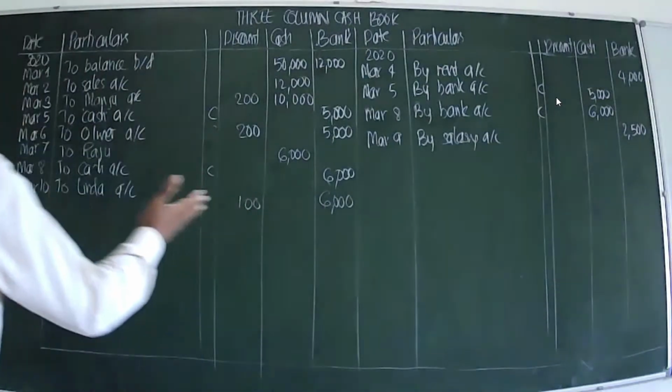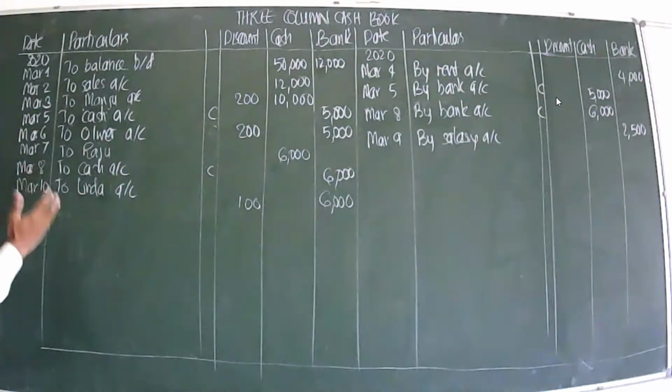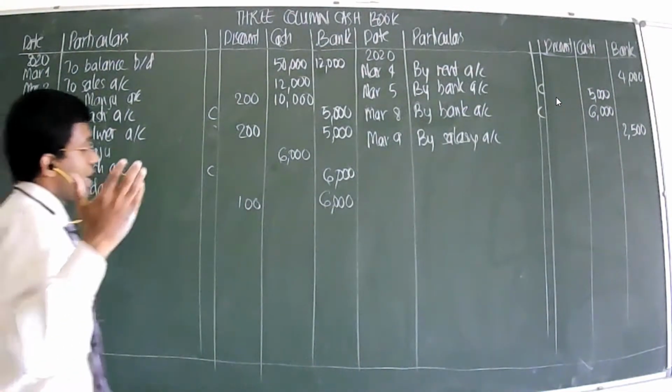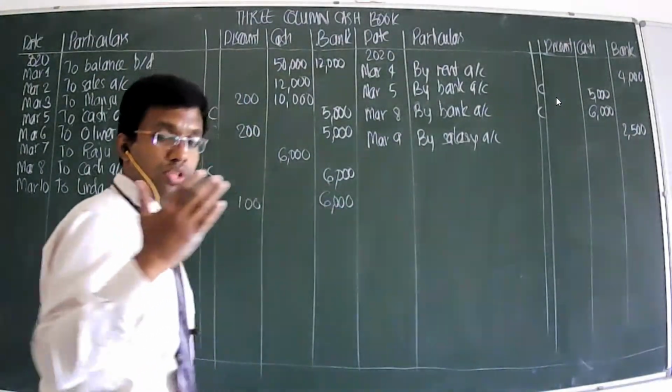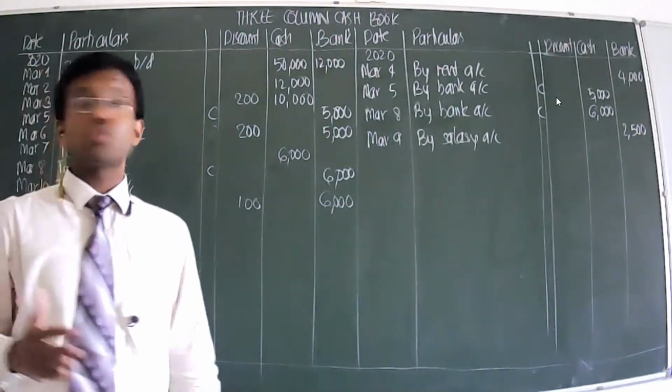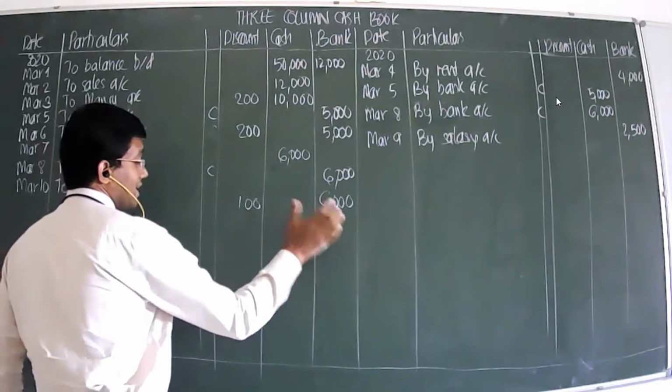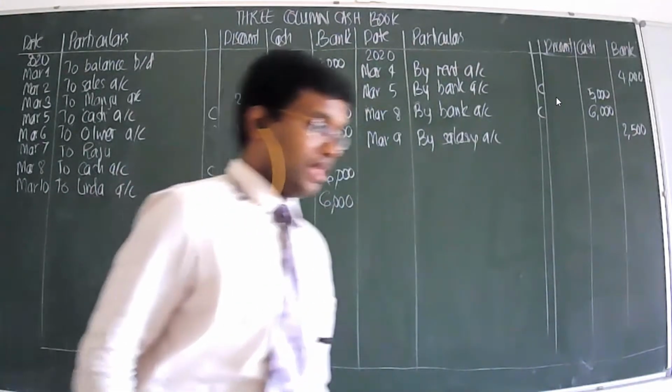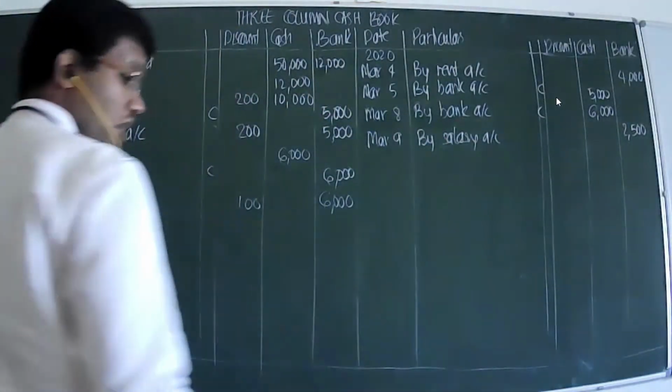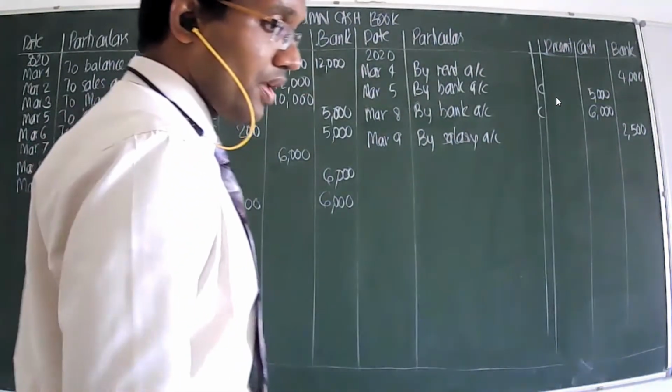So on March 10th, unlike the previous transaction, what has happened is we've received the check and we are depositing the check into the bank on the same day, because of which you will be debiting the bank column directly. Okay, now let's look at the transaction on March 11th.